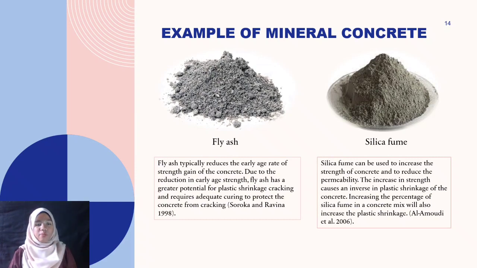Silica fume can be used to increase the strength of concrete and to reduce the permeability. The increase in strength causes an increase in plastic shrinkage of the concrete. Increasing the percentage of silica fume in a concrete mix will also increase the plastic shrinkage. However, the plastic shrinkage, if controlled properly, can be permitted with no cracking in the concrete due to the early increase in strength.